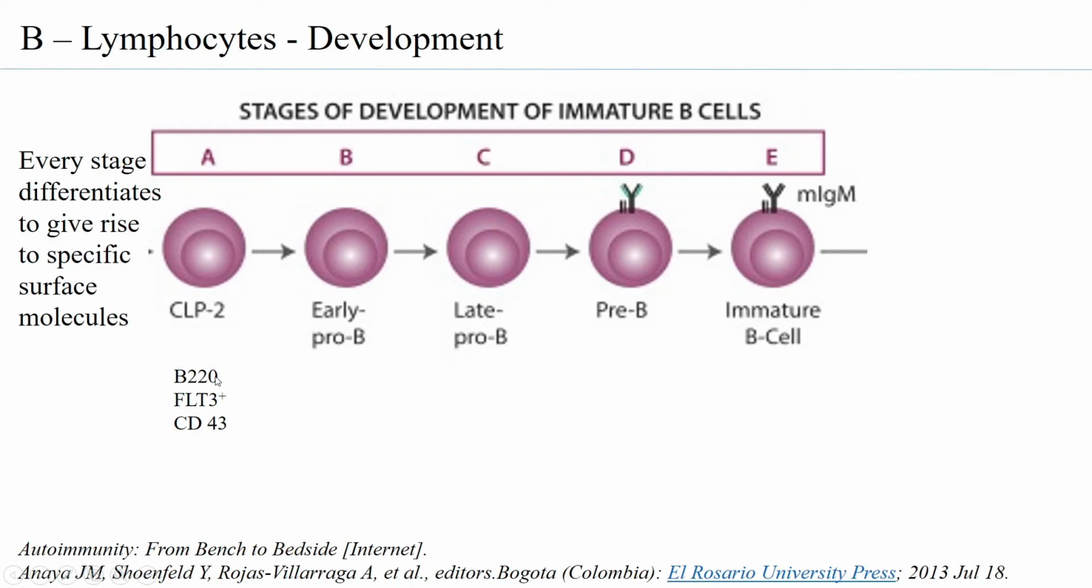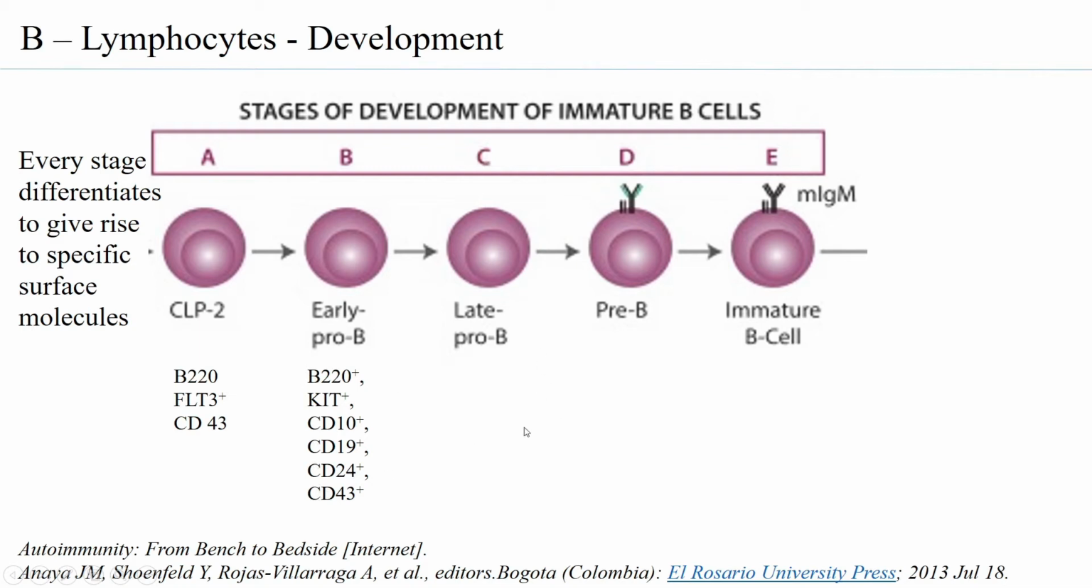This is also referred to as a form of CD45, and this is something that has been present in all B cells. It also has FLT3 and CD43. Now, as it moves from this to the early progenitor B cells, one can observe that the number of surface molecules has increased, which includes CD10, CD19, CD24.